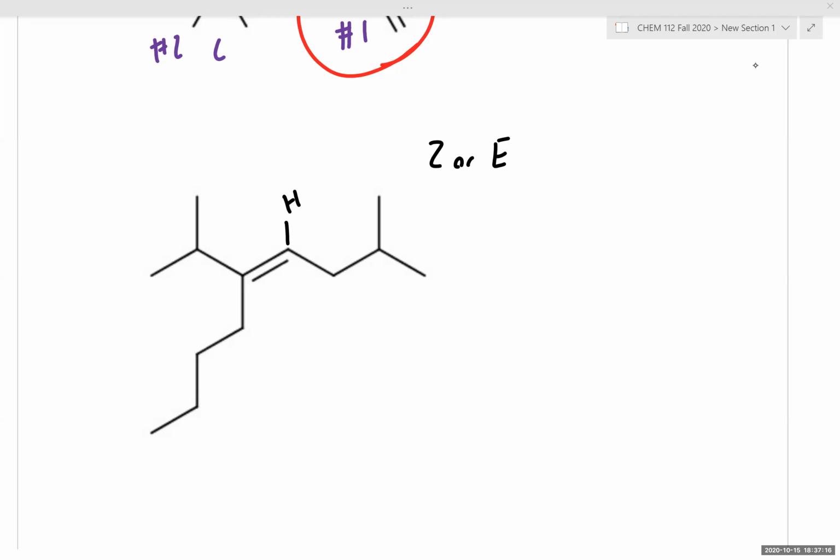Let's spend about 3 to 4 minutes on this problem, and let's assign this alkene as Z or E. So let's see some assignments and, beyond just the assignment, some justification. So why do you say it's Z or E? And if you have any questions, I'd be happy to address them.